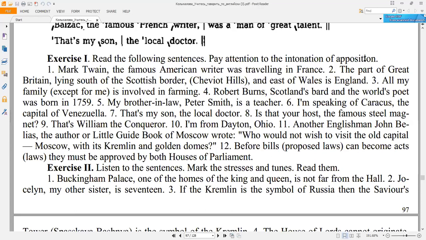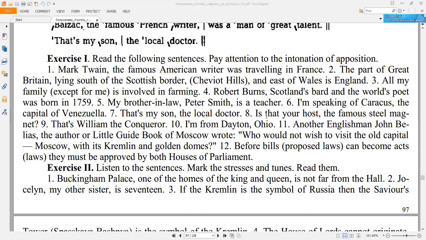We have just analyzed this example several times. Who will read number 7? That's my son, the local doctor. So right you are. The next one, please.